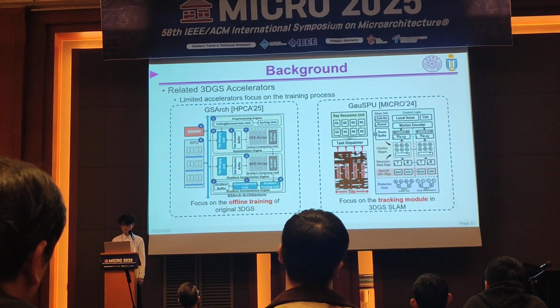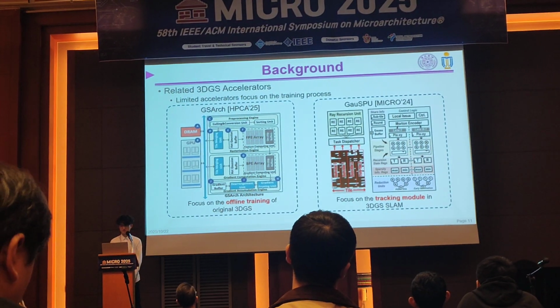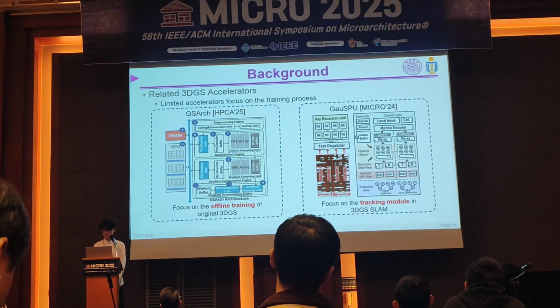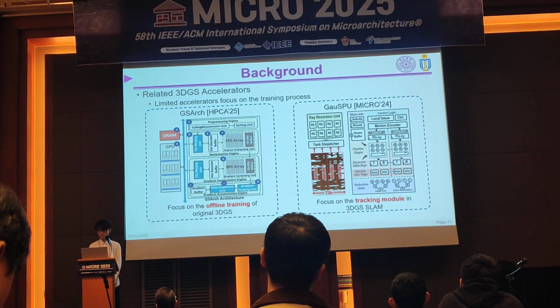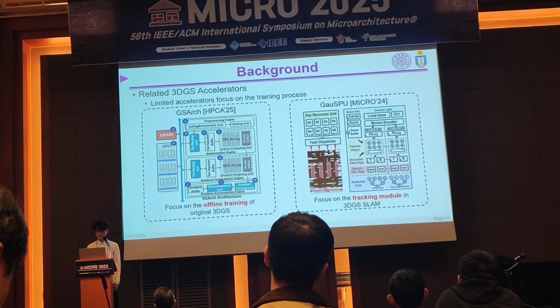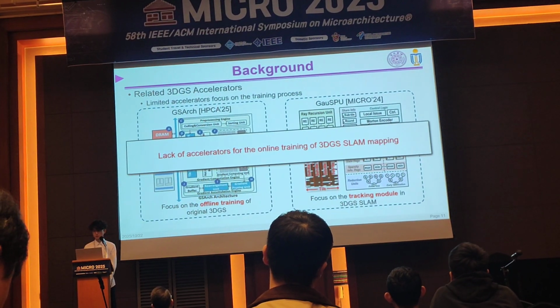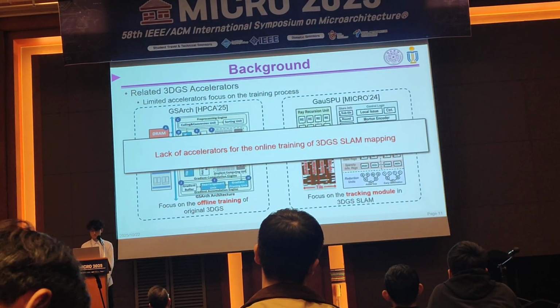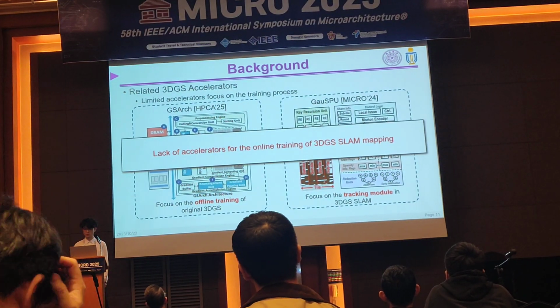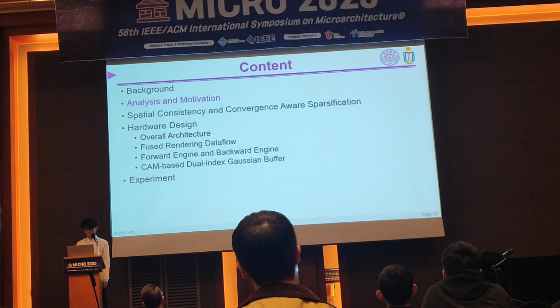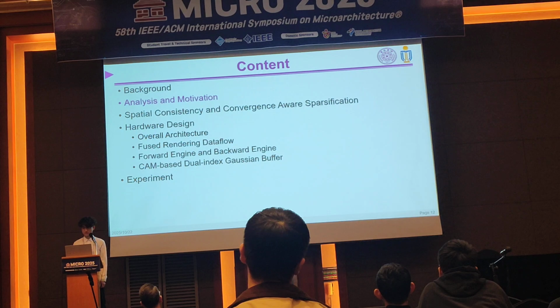GSR focuses on the offline training of the original 3DGS, while GSPU does target SLAM, but it focuses more on the tracking mode. So there is a lack of accelerators for online training of the 3DGS SLAM mapping process, and this is precisely where our work comes in. And next is the analysis and motivation.